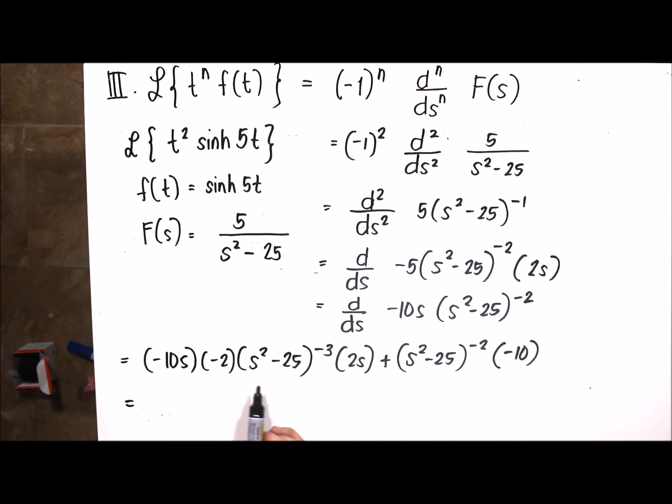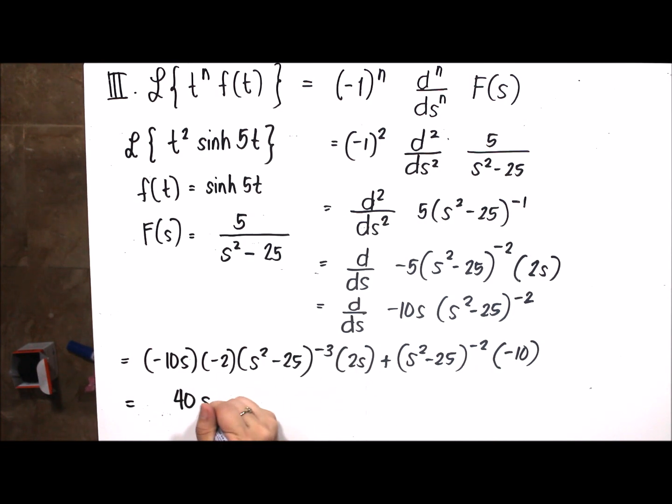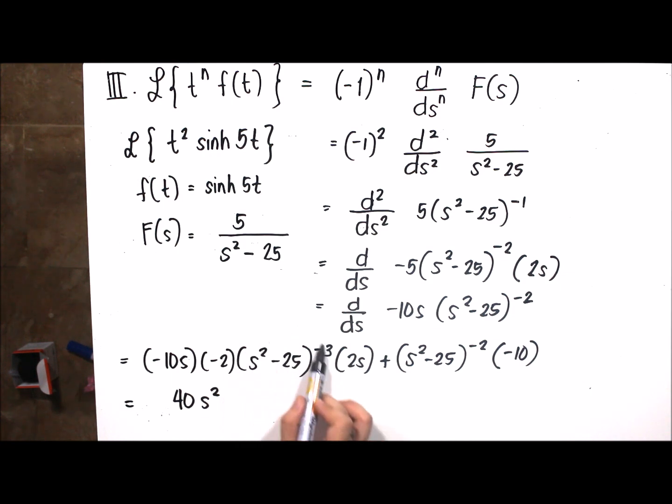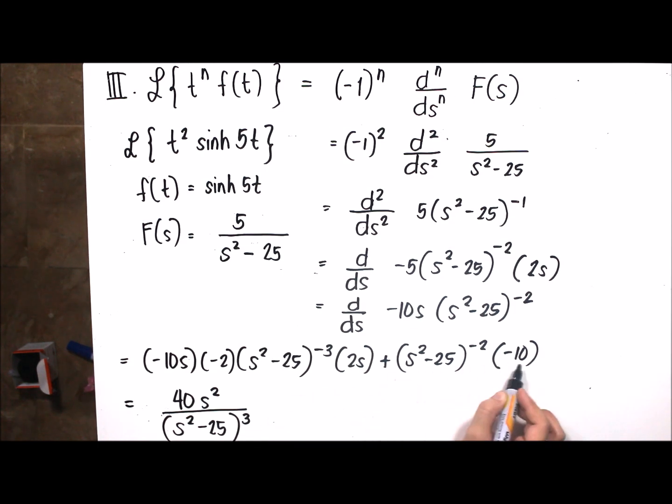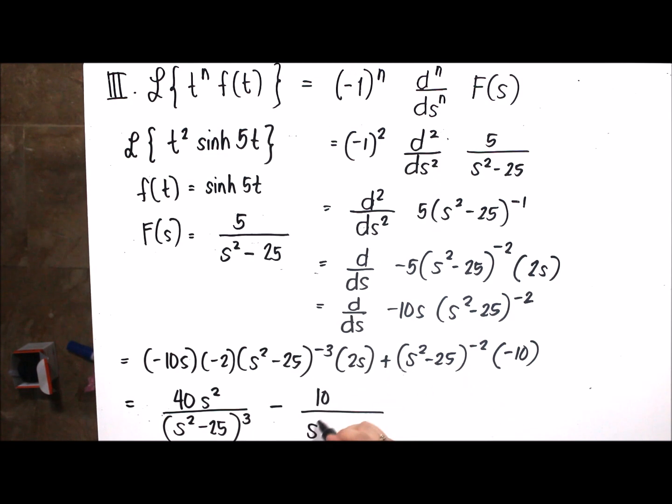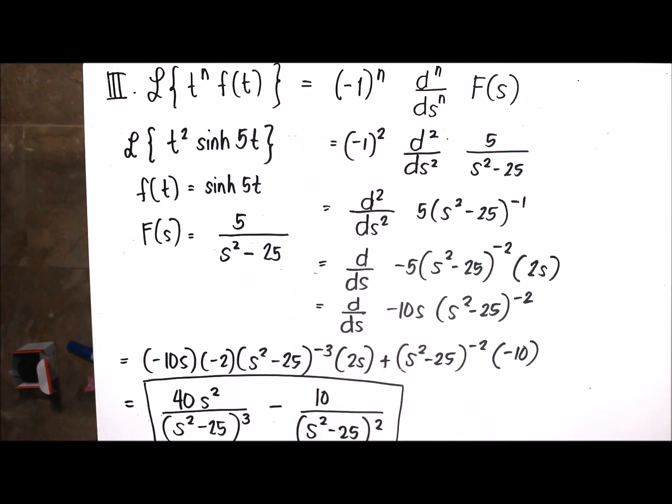Therefore, simplifying, meron tayong negative 10, negative 2. So, positive 20 times 2. We have 40s and s squared times s squared minus 25 raised to negative 3. So, bababa lang natin ulit yung exponent niya. Yung function na yun. To make the exponent positive. So, s squared minus 25 quantity raised to 3. And then we have plus negative 10. So, minus 10. Baba lang ulit to make this positive an exponent. S squared minus 25 quantity squared. And this is our Laplace transform for t squared hyperbolic sine 5t.